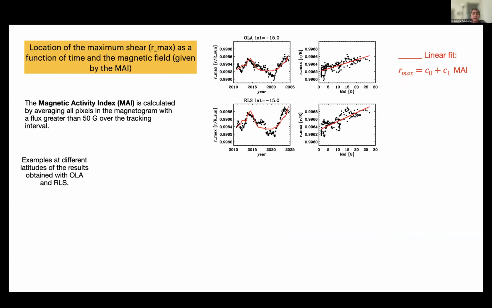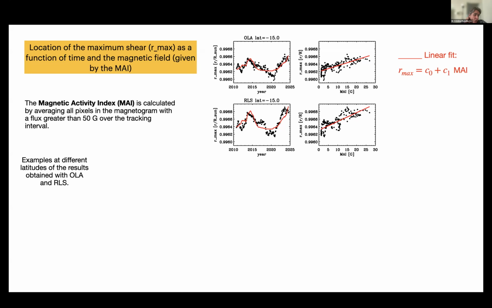Okay, thanks, Amy. But what I really am interested in is the variation with time. So here I plot, for each Carrington rotation, shown in years, the location of this strong shear. Here is an example on the top panel for latitude minus 15 degrees south as a function of time. The top is the results obtained using the Euler inversions, and the bottom using RLS inversions. And on the right is the same location, but as a function of MAI. The MAI is what I use to calculate the magnetic field.